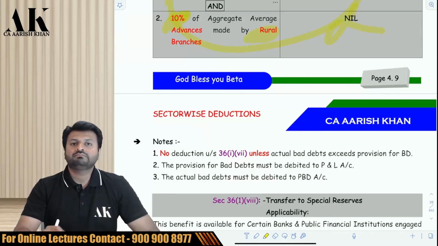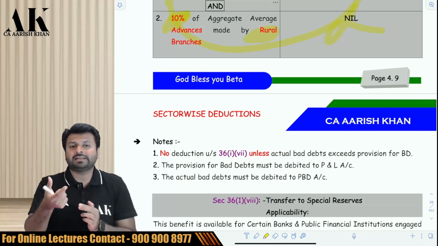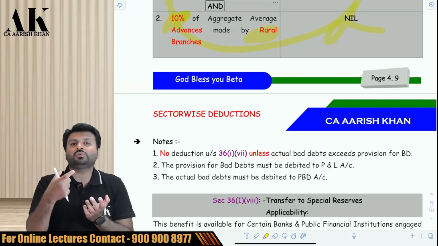Don't worry about it. But your accumulated provision for bad debts has to be seen. Suppose last year's opening balance is 100, and this year's provision for bad debts is another 100. So your cumulative balance is 200. Compare with actual.